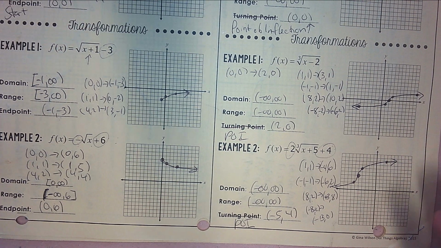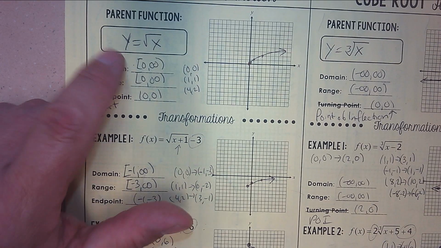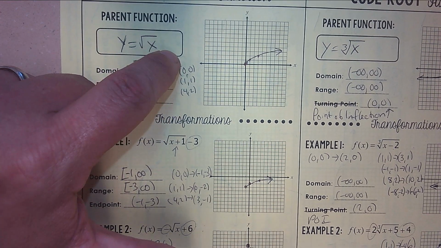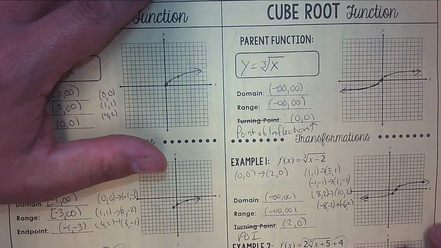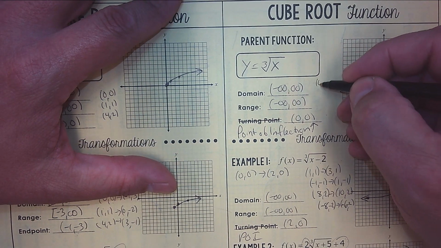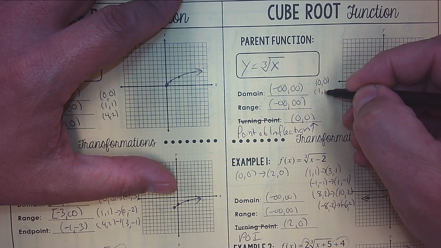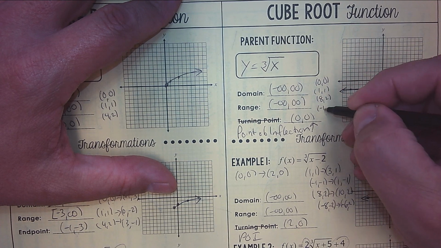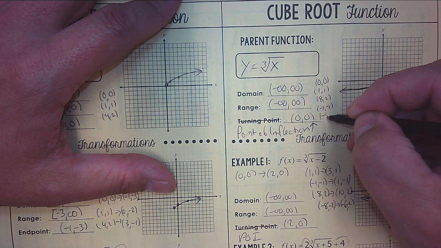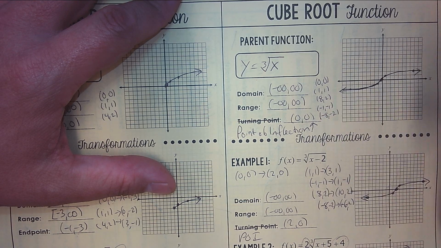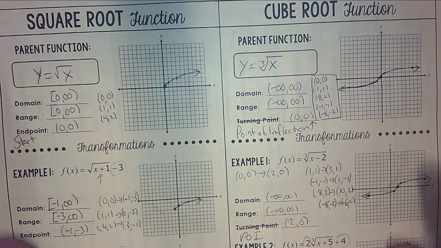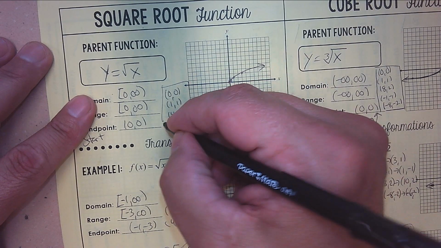All right, so that's a good reference sheet in terms of can you graph a square root function and understand domain and range. We start with the parent points. Here, to list the parent points, we have 0, 0, 1, 1, 8, 2, negative 1, negative 1, and negative 8, negative 2. So these are my parent points for a cube root. These are my parent points for a square root.